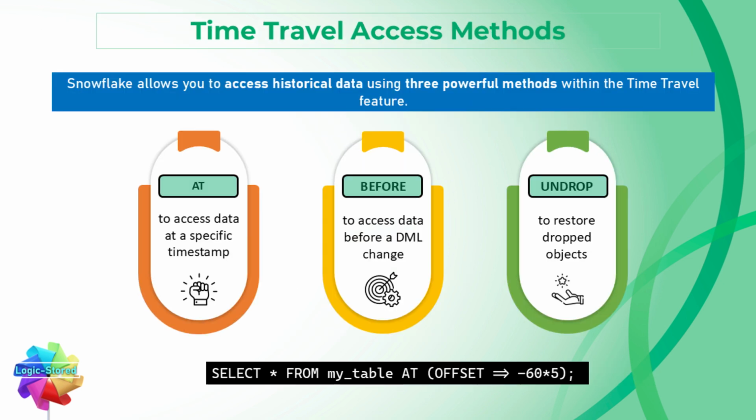Time travel access methods. You can access historical data using three methods. At, to access data at a specific timestamp. Before, to access data before a DML change. Undrop, to restore dropped objects. Example: select star from my table at offset equals minus 60 times 5. That means 5 minutes ago.